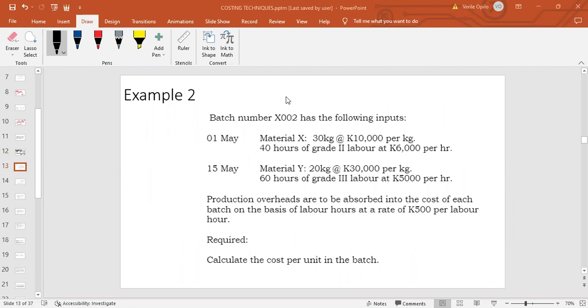So I want you now to use this example in order to compute the total batch cost. Try out this question. Take a few minutes to try it out. You obtain the total batch cost, and then from there on, you also obtain the cost per unit in the batch. Then we see if we can look at the next method. So take a few minutes to try this one out.